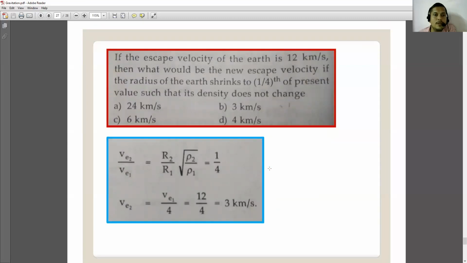The next, if the escape velocity of the Earth is 12 km per second, then what would be the new escape velocity if radius of the Earth shrinks to 1/4 of present value such that its density does not change.